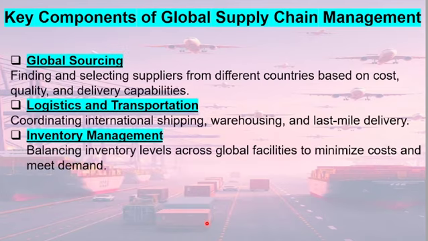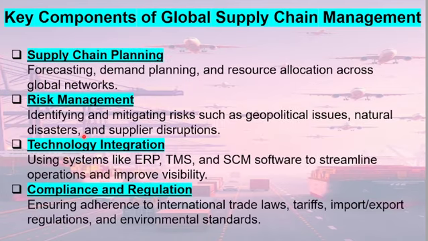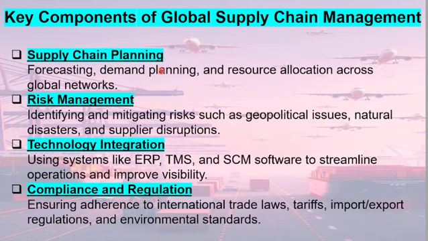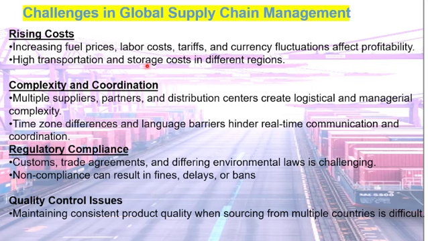So these are the key components of global supply chain management. First, global sourcing. Second, logistics and transportation. Third, inventory management. Fourth, supply chain planning. Fifth, risk management. Sixth, technology integration. Seventh, compliance and regulation. Now we are talking about the challenges in global supply chain management.